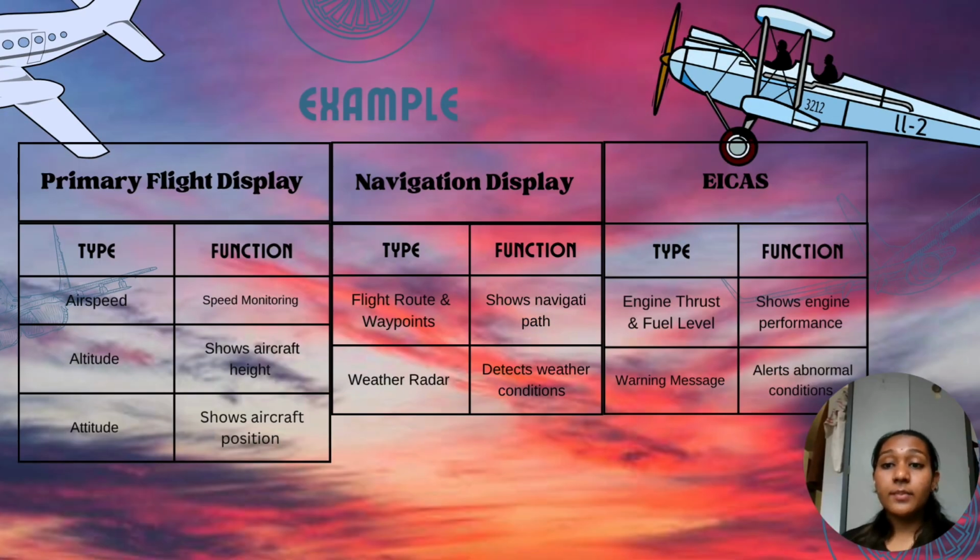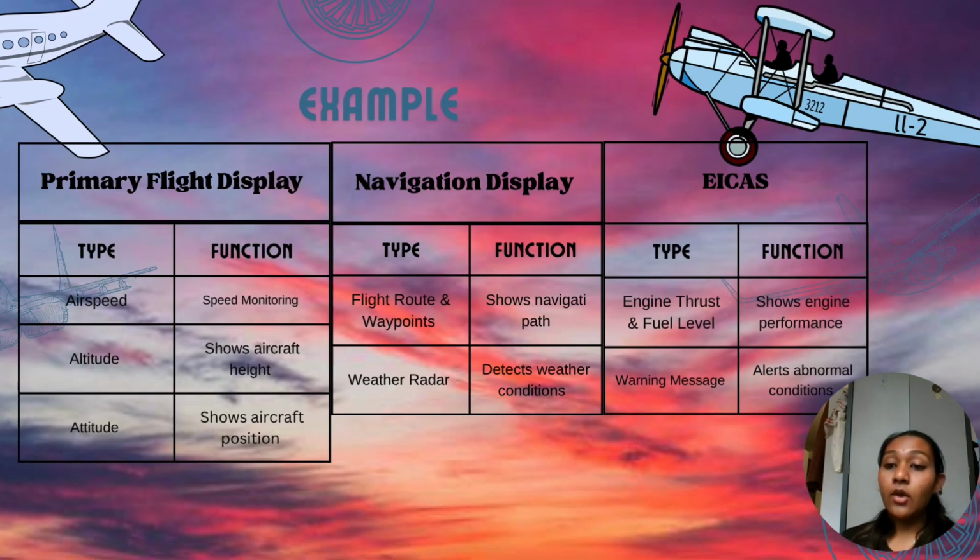And next, I'll be explaining some examples of flight instruments used in the Airbus A220. For the primary flight display, or PFD, it shows important information such as airspeed, altitude, and attitude. Airspeed helps pilots monitor the speed of the aircraft, altitude shows the height, and attitude shows the position of the aircraft in the air.